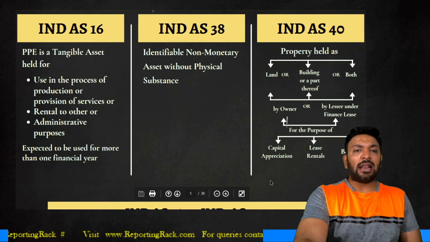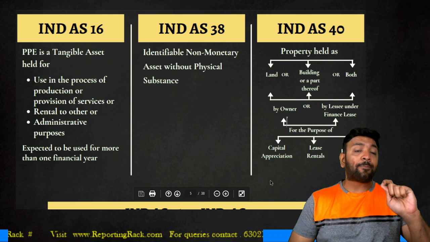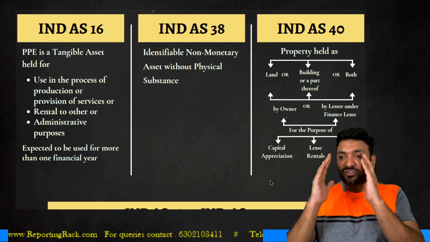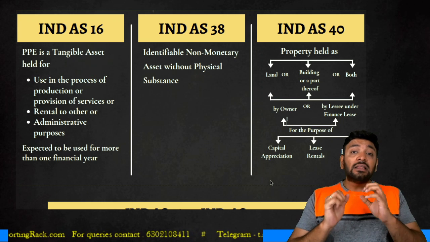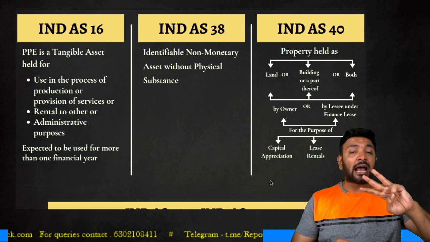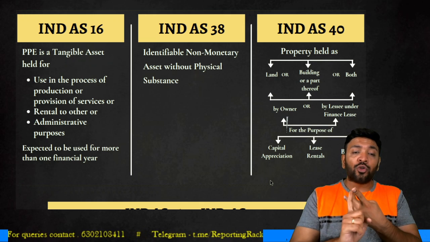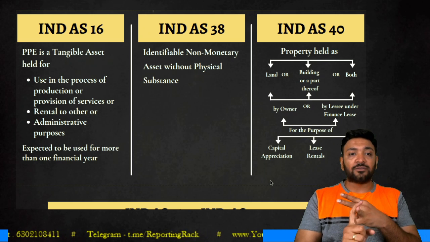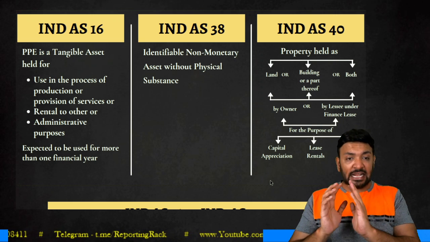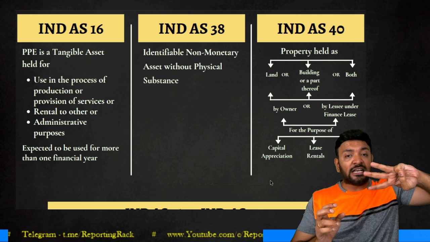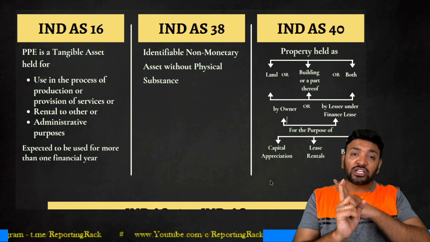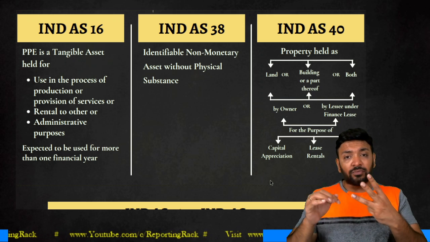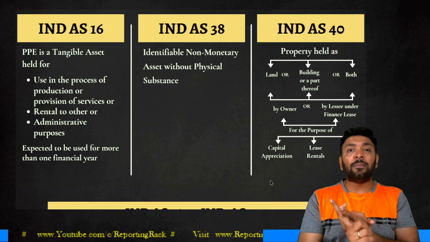Regarding the definition, IND AS 16 says property, plant and equipment are assets which are tangible. Tangible means which you can touch, feel, see. They are held for three purposes given in the standard: number one, use in the process of production or for provision of services; number two, for rental to others, that means I'm offering it on rent to someone else; or for administrative purposes.